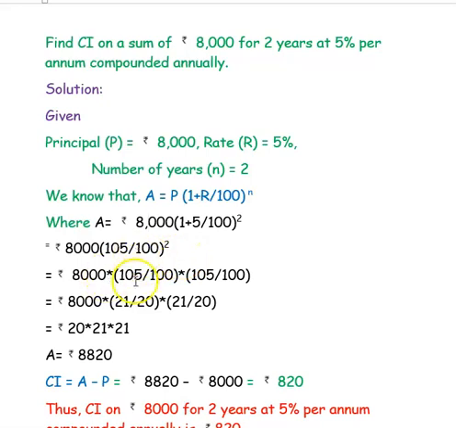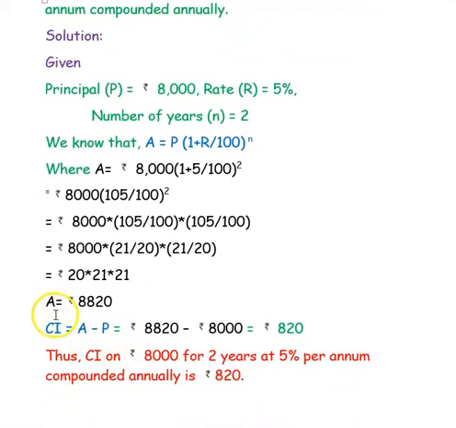Since it's a square, we split it as 8,000 into 105 divided by 100 into 105 divided by 100. Now we simplify 105 divided by 100 as 21 divided by 20. So 8,000 into 21 divided by 20 into 21 divided by 20. Here the 2 zeros in the denominator can be cancelled out, and if you simplify, you will get 20 into 21 into 21. If you multiply, you will get the amount as rupees 8,820. So this is the amount.